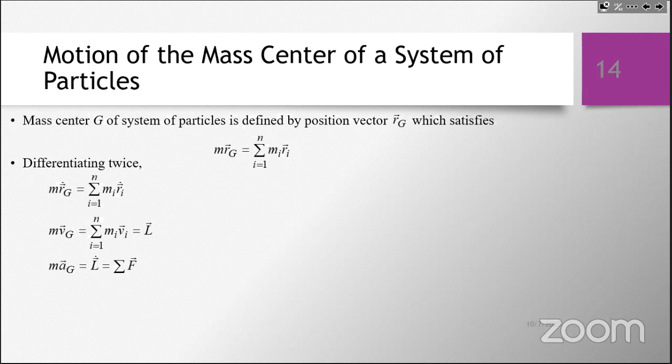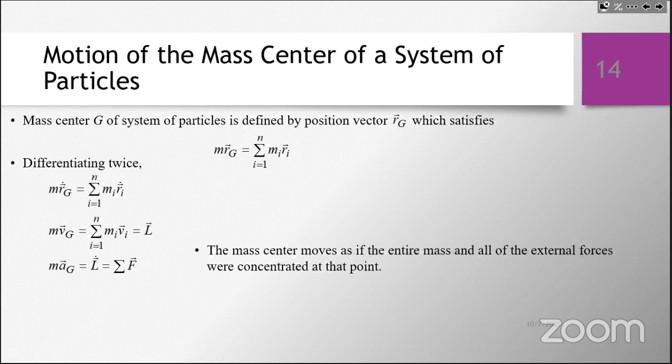Because same deal here. Mass times the acceleration of the center of gravity is equal to the force on my entire system of particles, my effective force. It's a big deal, right? Because that means by tracking the center of gravity, we can describe how the entire system of particles is moving.